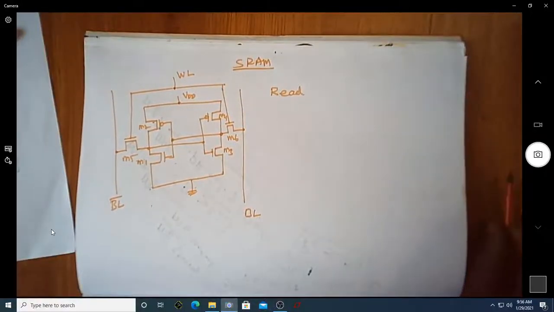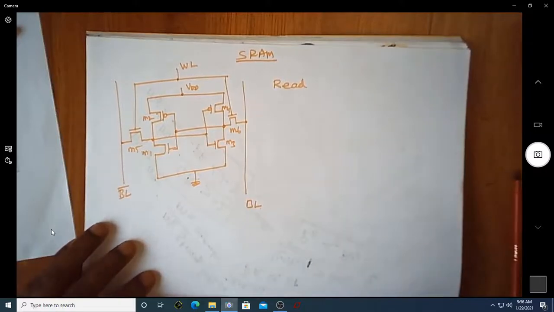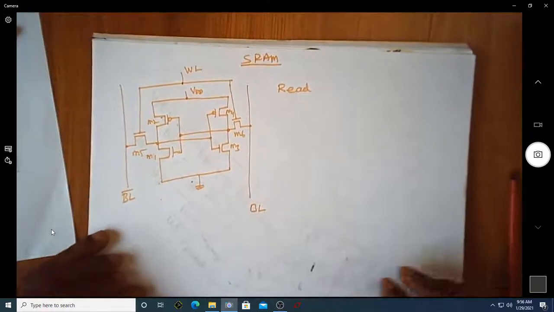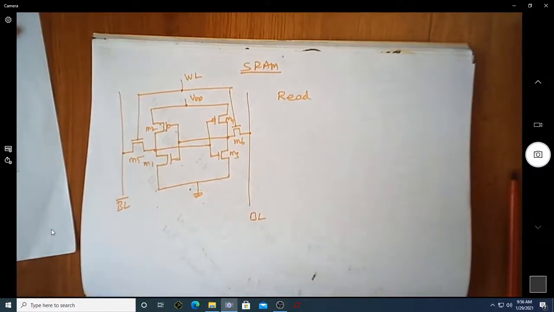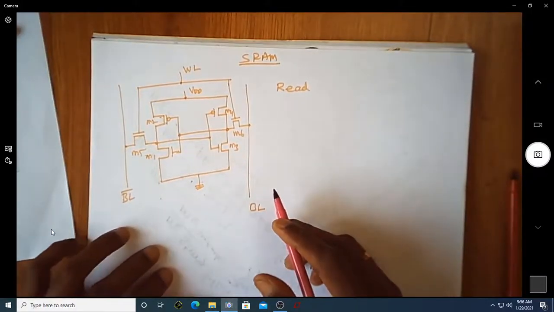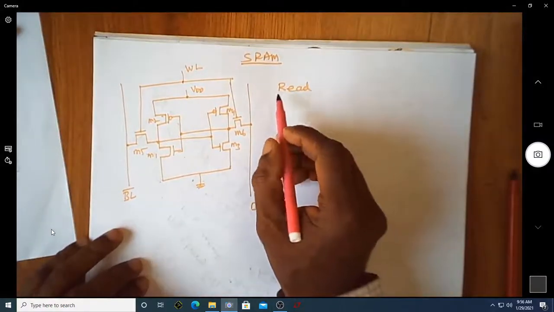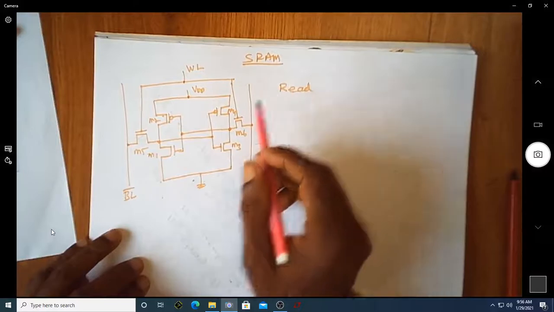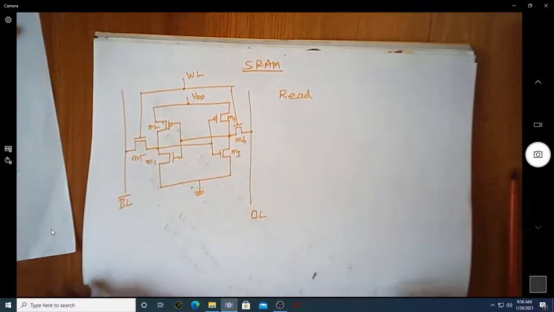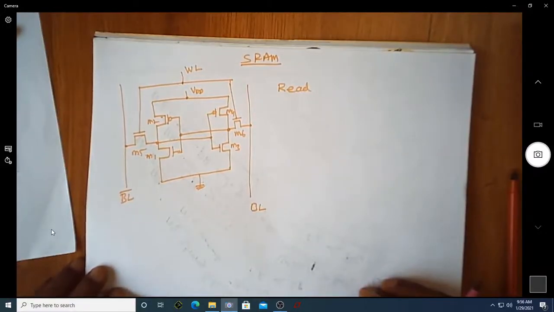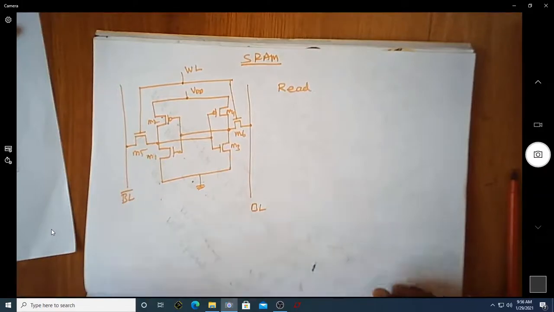Welcome to one more video on memories. Let us have a recap of the working of SRAM. SRAM stands for static random access memory. We have seen the working of this particular RAM, which has two back-to-back connected inverters with a feedback loop, so that the stored value will be retained as long as the power supply is on.